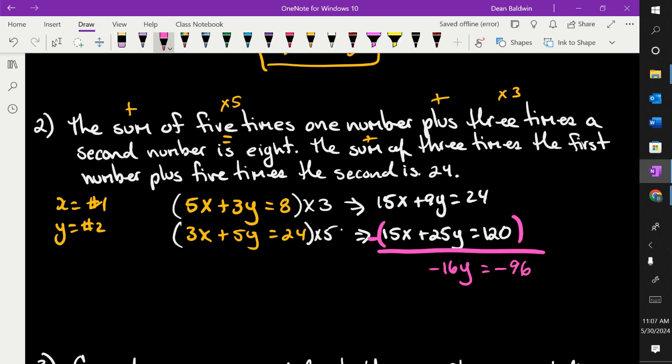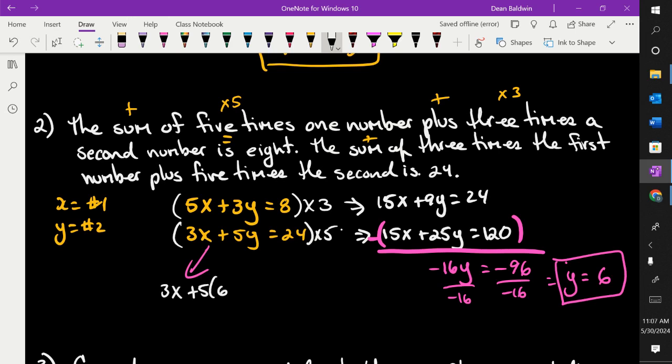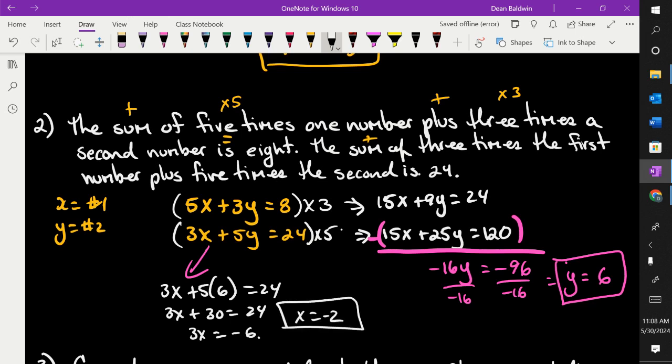Divide by negative 6. So y is equal to 6. How do I find x? Pop it into one of the other equations. I'll just put it into this one. 24 minus 30 is negative 6. Therefore, x is equal to -2. So -2 and 6 are your numbers.